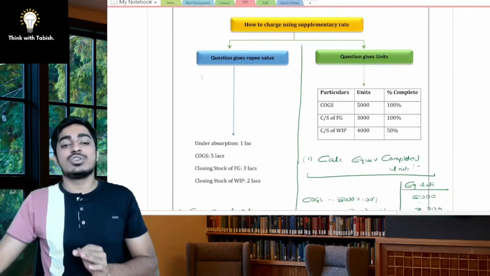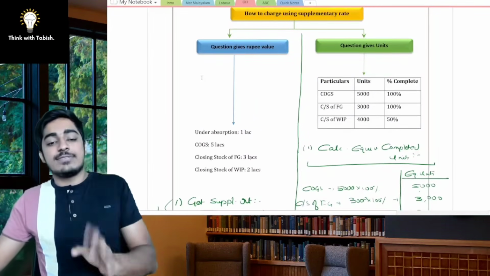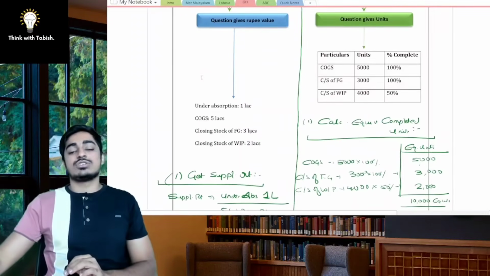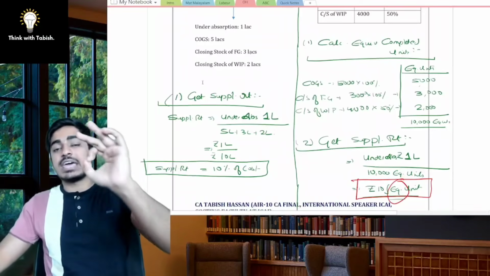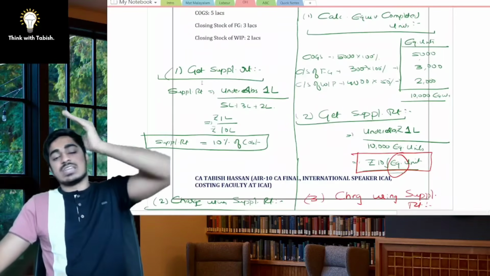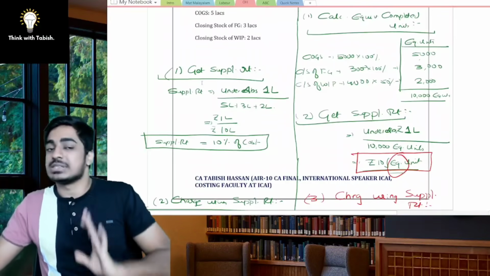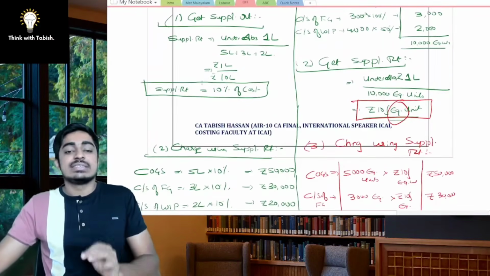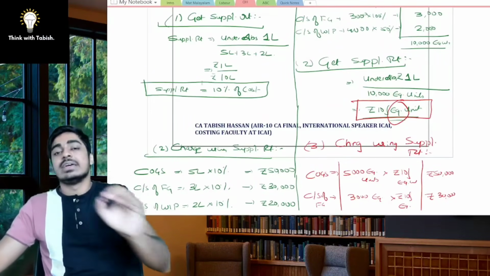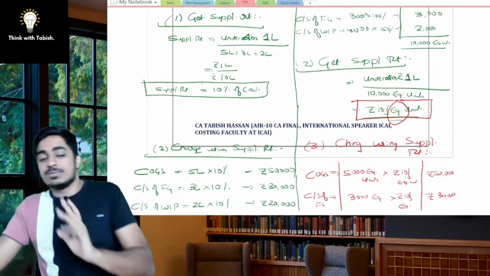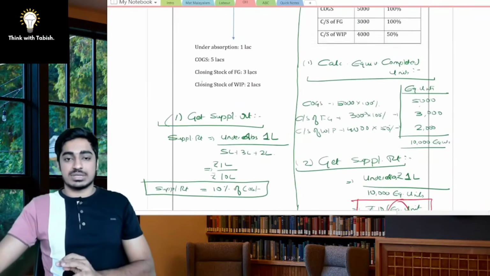Firstly, the question gives us the rupee value, telling us under absorption is 1 lakh. In cost of goods sold, we have 5 lakh. Closing stock of finished goods, we have 3 lakh. Closing stock of work in progress, we have 2 lakh. What are the steps to be followed? First, arrive at the supplementary rate. Take under absorption 1 lakh divided by 5 lakh plus 3 lakh plus 2 lakh. We get it as 10% of cost. Secondly, charge using the supplementary rate. In cost of goods sold, we have 5 lakh; 10% is the under absorption, so it is 50,000. Similarly, do it for finished goods and work in progress.